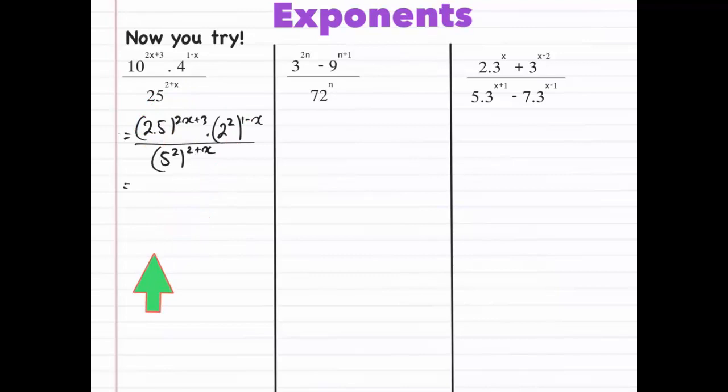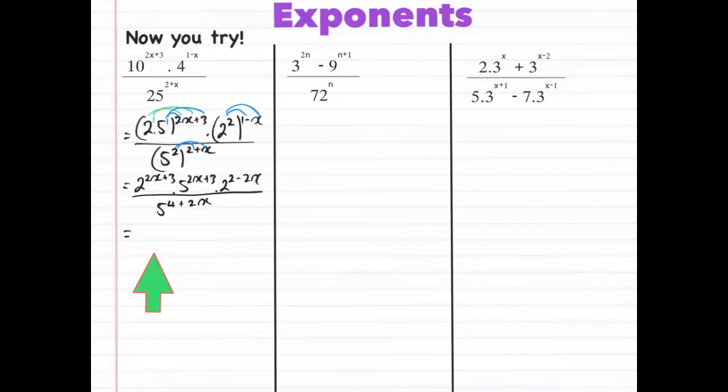Then this will become 2 to the power of 2x plus 3 times 5 to the power of 2x plus 3 times 2 to the power of 2 minus 2x, because remember, it's that 1 times that times that. It's this 1 times that, and it's that 2 times that, right? So make sure you multiply correctly, and at the bottom it will just be that 2 times that 2 and the x. So we will have at the bottom a 5 to the power of 4 plus 2x.